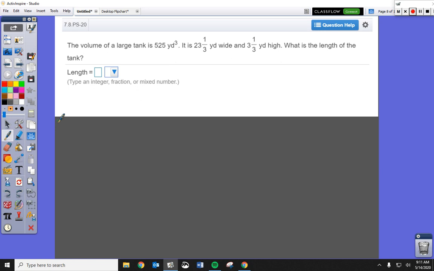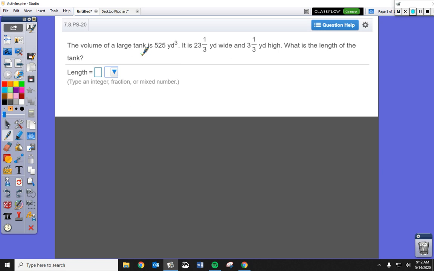All right, so the next one. The volume of a large tank is 525 cubic yards. It is 23 1/3 yards wide and 3 1/3 yards high. What is the length? Oh boy.